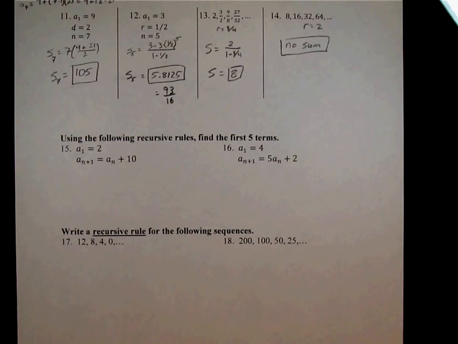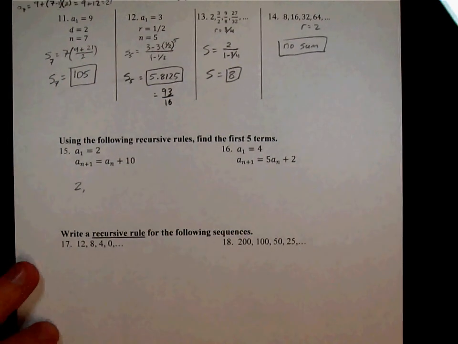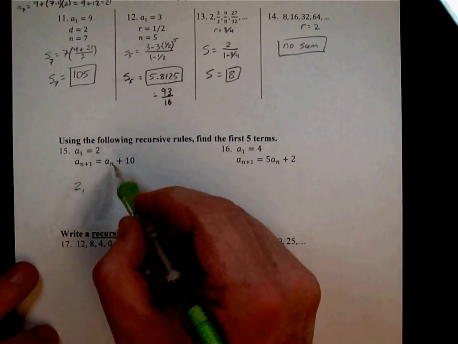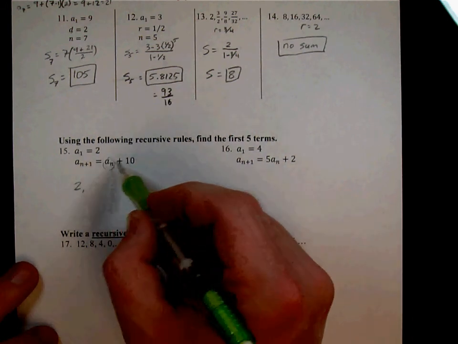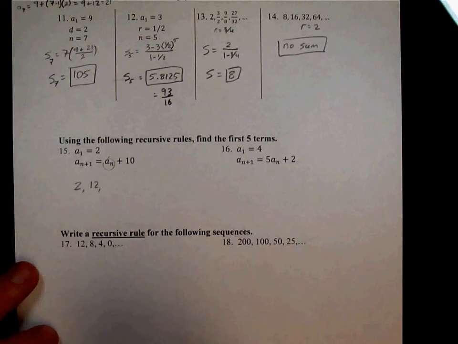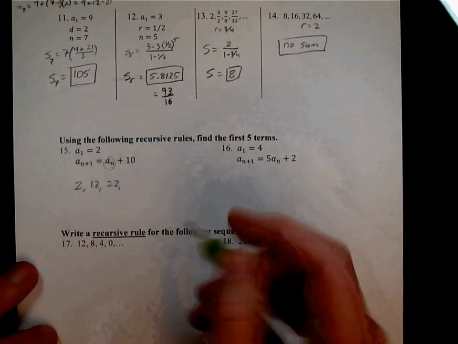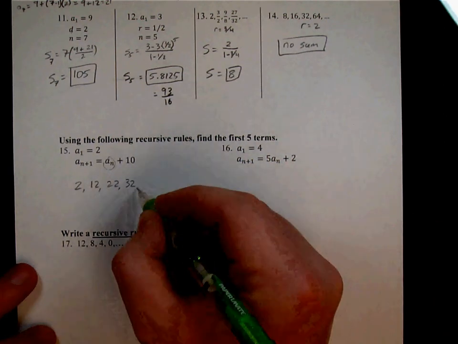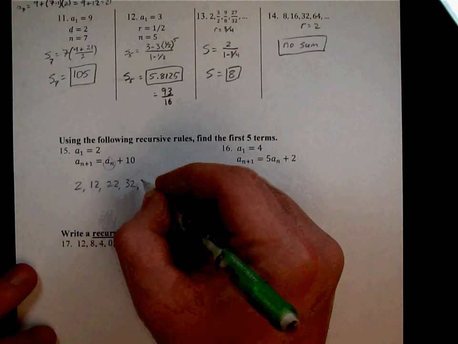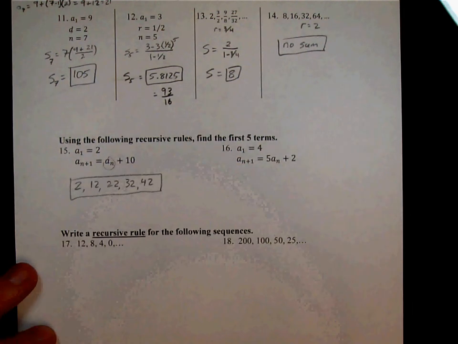Okay, recursive rules. First 5 terms. First term they tell us it's 2. Write it down. Then use the formula. So you take a term and add 10 to it. So plug in 2. 2 plus 10 is 12. That's our next term. Then we'd plug in 12. So 12 plus 10 is 22. Then plug in 22. 22 plus 10 is 32. Then plug in 32. 32 plus 10 is 42. There's my first 5 terms. That's what it asked for.